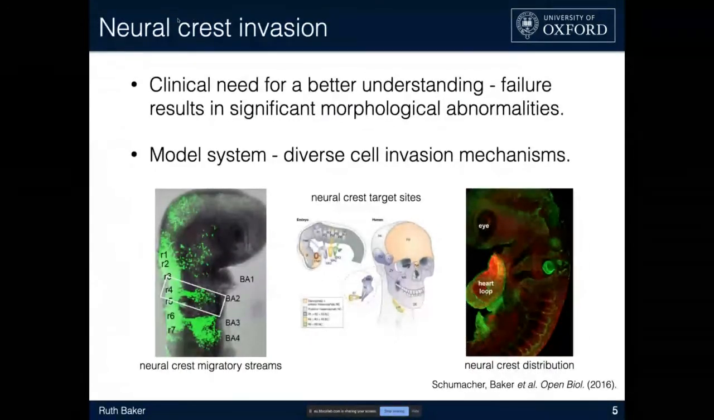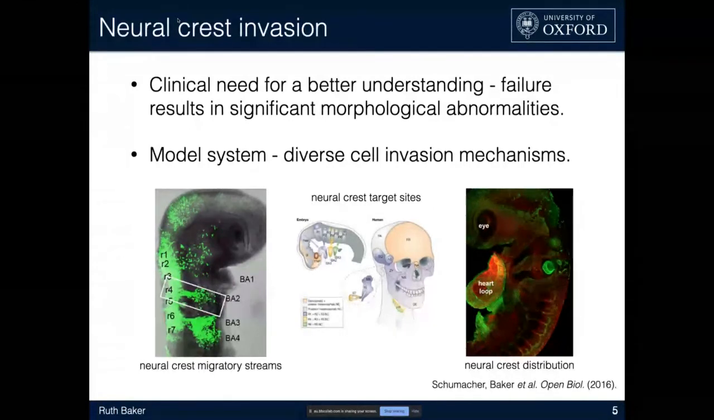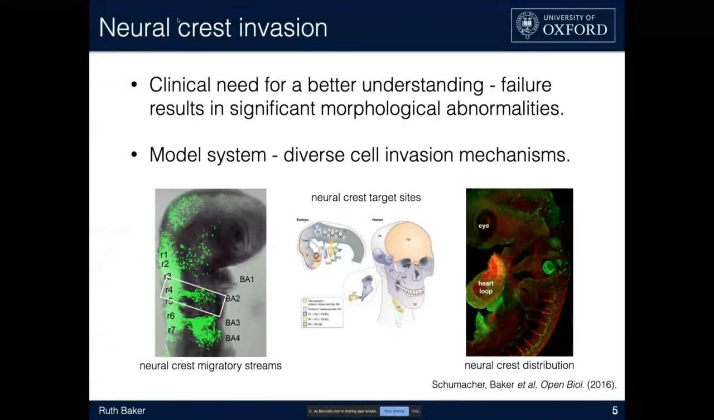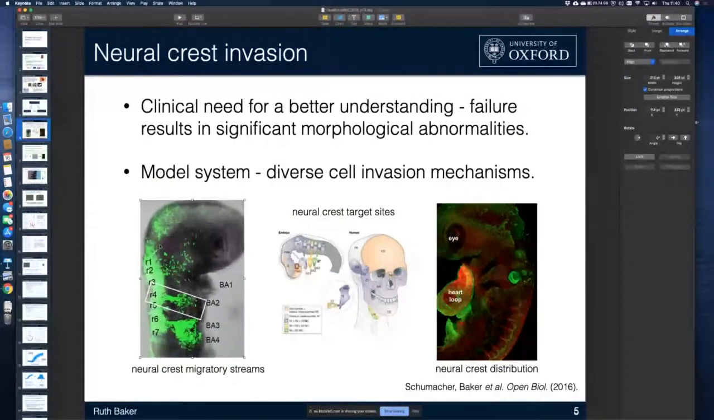So one of the projects is a collective cell invasion related project, and it's invasion of the neural crest. So the neural crest is an embryonic cell population that migrates in streams out from the midline of the embryo, so down here, out from the midline of the embryo in very distinct streams. And they have to reach some distal targets, so in this context, moving quite long distances, and doing that in the face of significant domain growth.